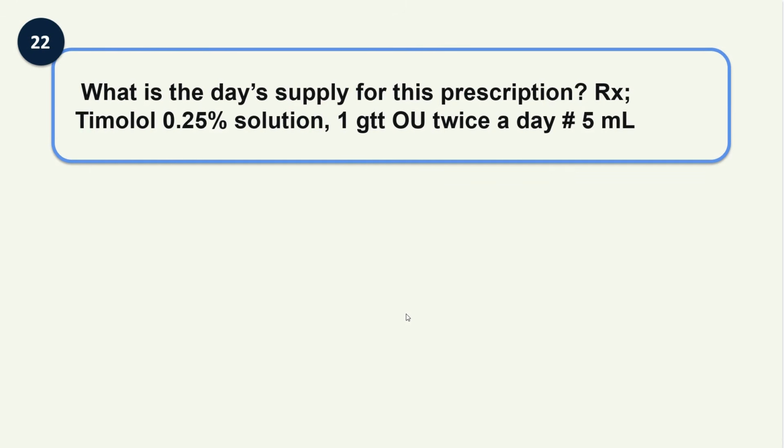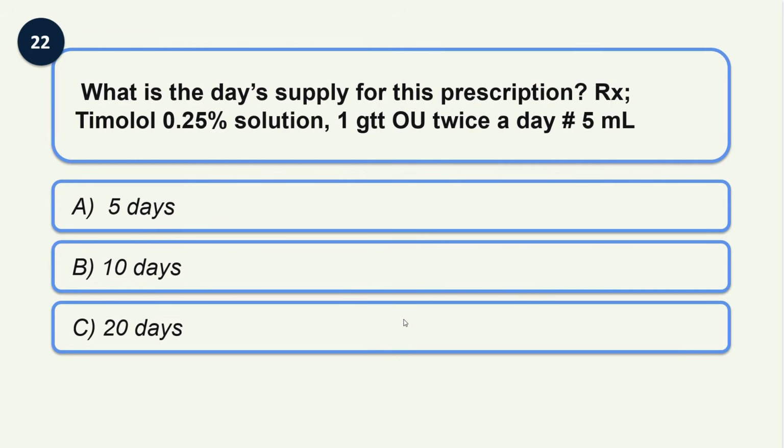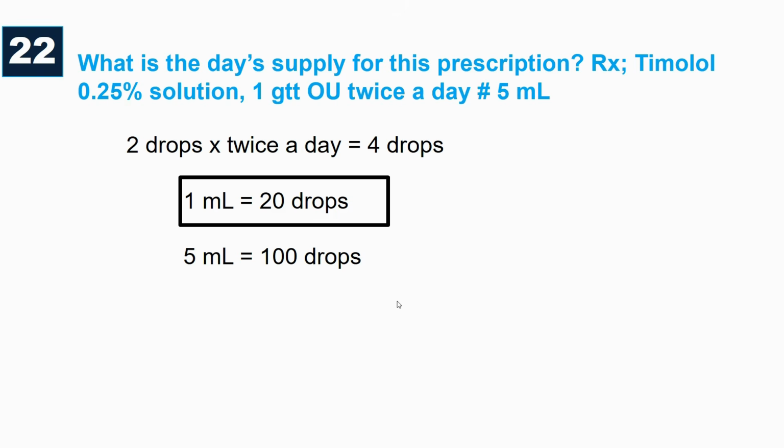Next, what is the day supply of this prescription? Timolol 0.25% solution, 1 GTT OU twice a day, 5 mL bottle. A. 5 days, B. 10 days, C. 20 days, and D. 25 days. The correct answer is 25 days. Let's solve how we get that. The direction is 1 drop OU, both eyes. That means 2 drops in 2 eyes, and then twice a day. So per day, that's 4 drops.